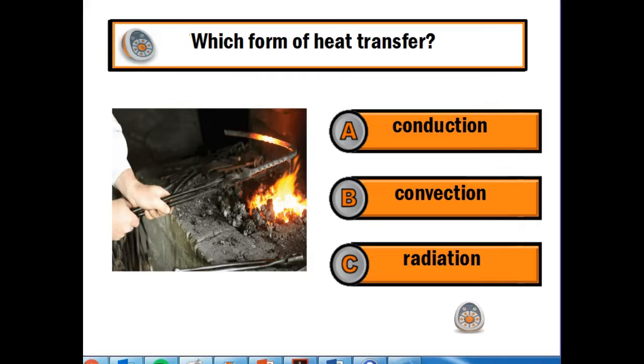Look at this one. This man has a hot poker. He's got a poker stuck in the flames of the fire. What heats it up? Is it conduction, convection, or radiation?